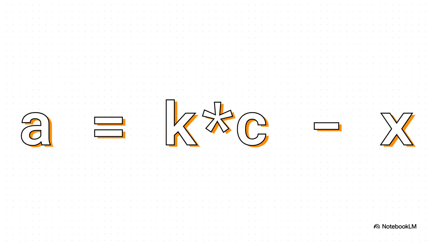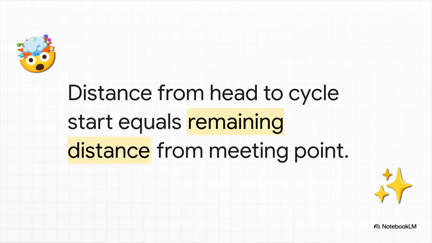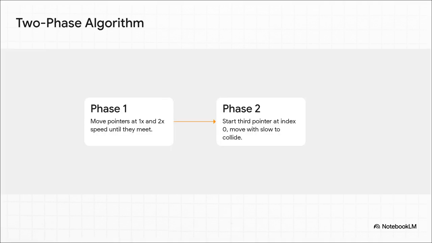But I know looking at raw algebra isn't always super intuitive. What does A equals k times C minus X actually mean for us out in the physical space of this array? Translated into plain English, it means exactly this. The distance from our starting line, index 0, to the cycle entrance is exactly equal to the remaining distance from our meeting point to finish the loop. Just think about that. If we walk from the very beginning and simultaneously walk from our meeting point inside the loop, taking just one step at a time, those two paths are mathematically guaranteed to converge right at the entrance of the cycle.